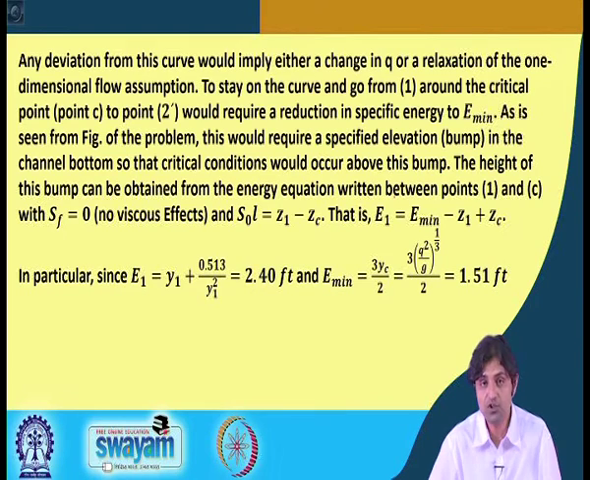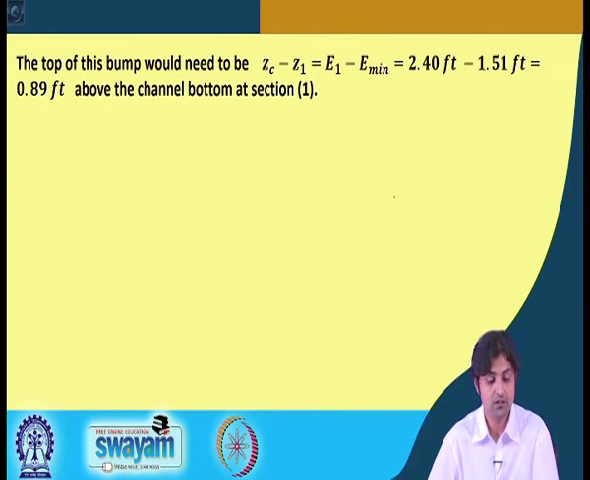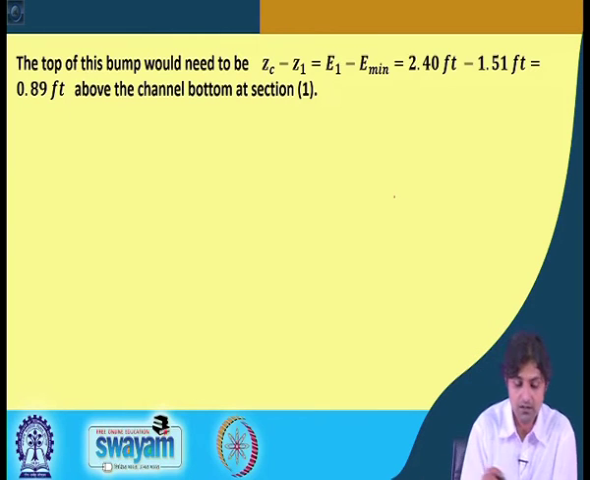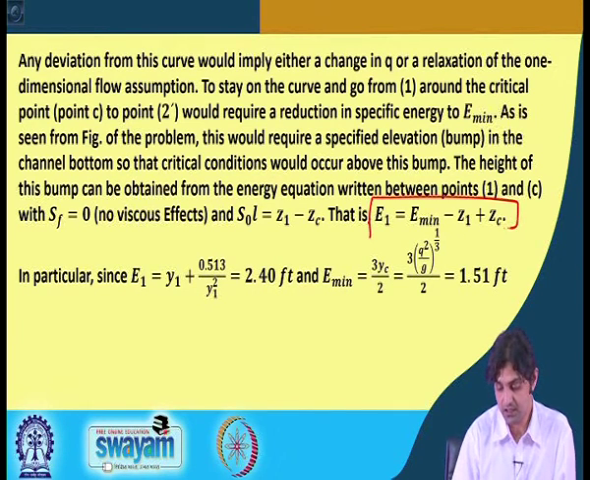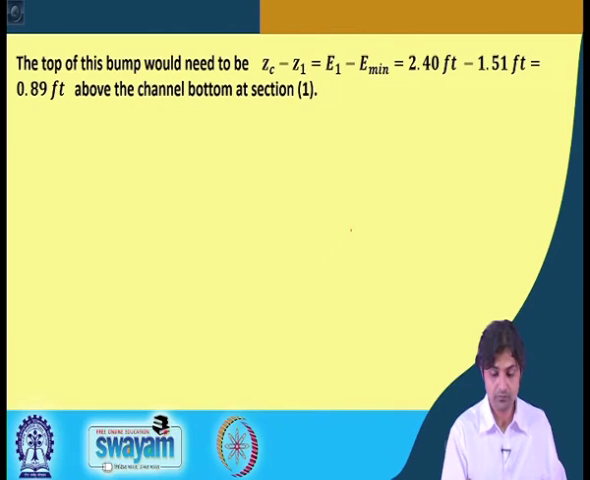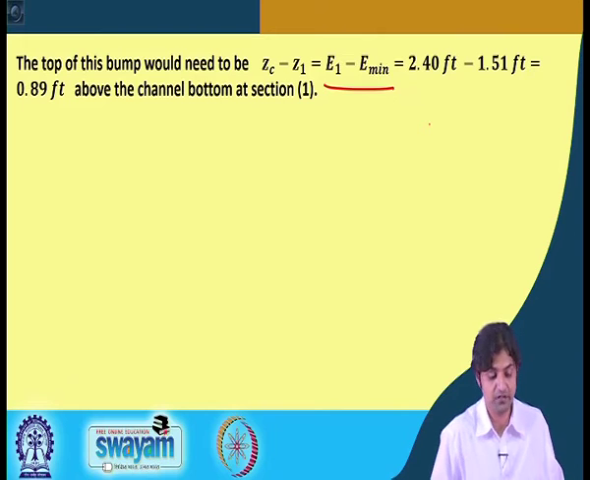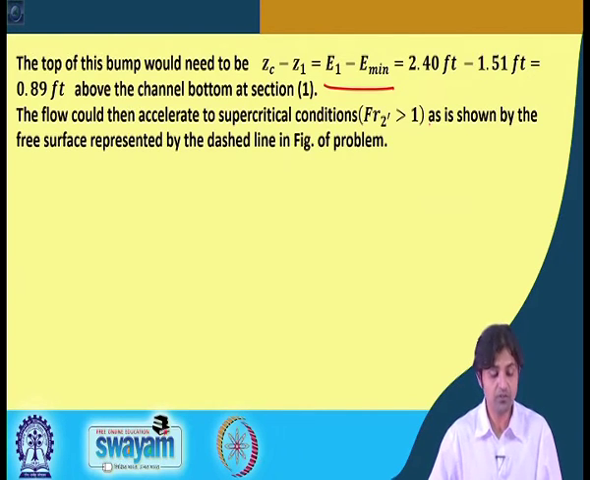So, E minimum is going to be 1.51 feet, and the top of this bump would need to be ZC minus Z1 is equal to E1 minus E min, that is, E1 is going to be E min minus Z1 plus ZC critical. So, ZC minus Z1 will be E1 minus E min, that is 0.89 feet above the channel bottom at section 1.